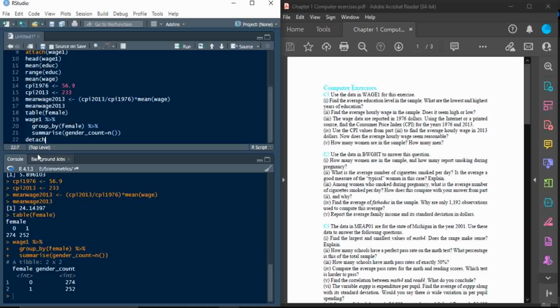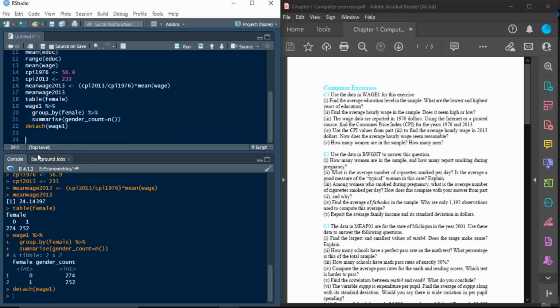So let's detach the data set. Remember to detach the data set once its work has been done. Okay, now let's come to question number 2.